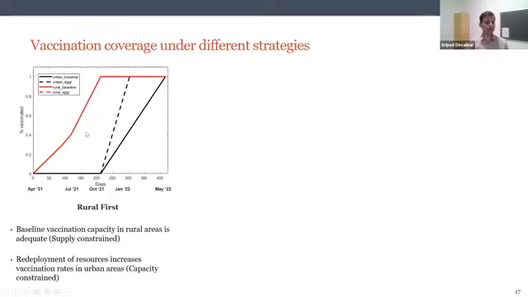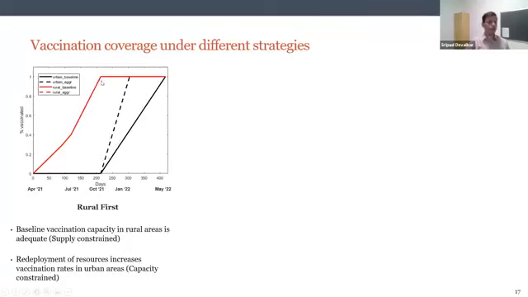If you want to think about it, in rural areas you have a supply constrained situation, whereas in urban areas, under the baseline scenario, you have a capacity constraint situation. Now, the dashed lines represent how the vaccination coverage changes with time when we allow for aggregation and redeployment of resources. That is, we allow for resources to be moved across and used where they're necessary. Given that under the baseline there is enough rural vaccination capacity, it doesn't make any difference to the rural vaccination coverage. However, it does speed up the urban vaccination coverage.